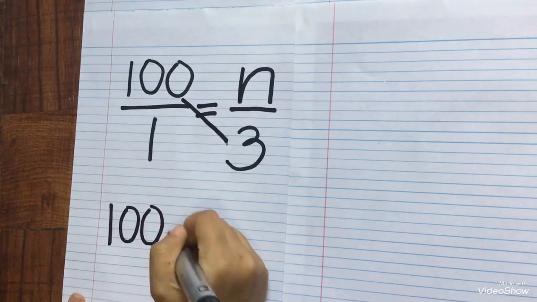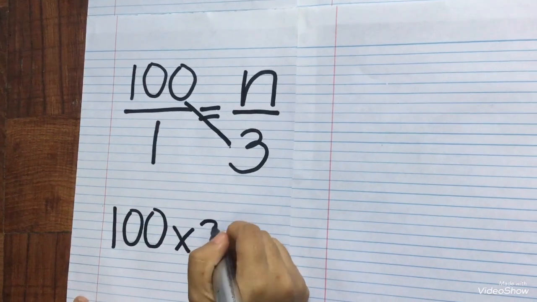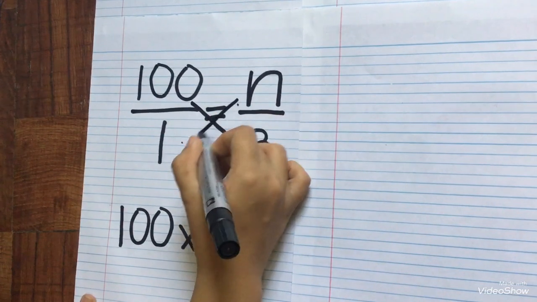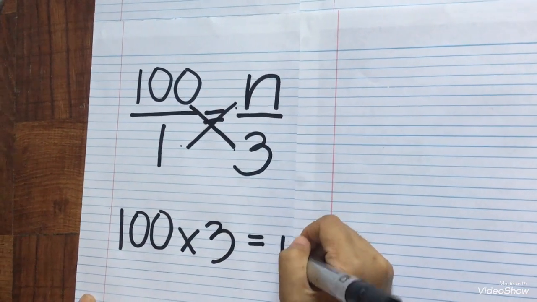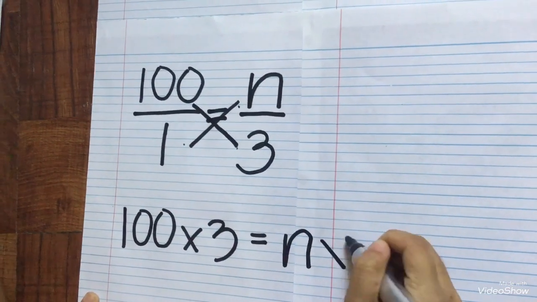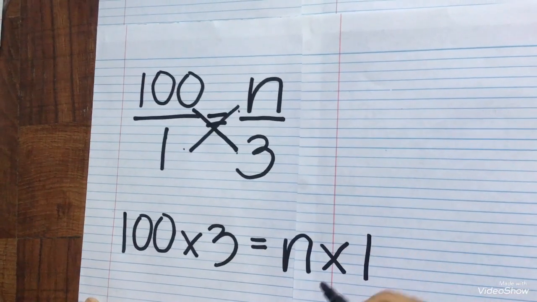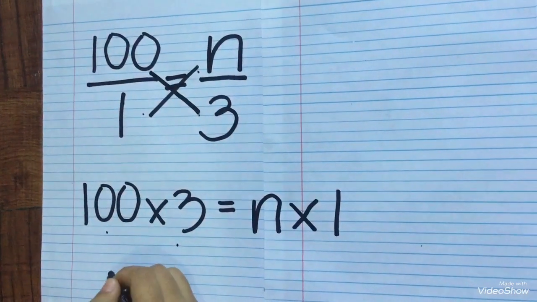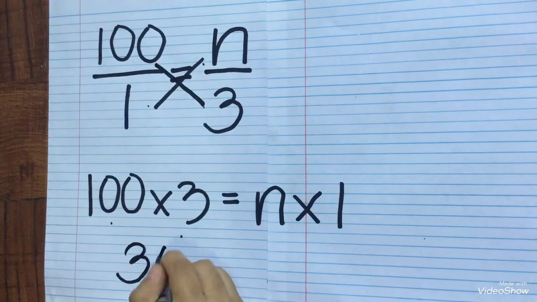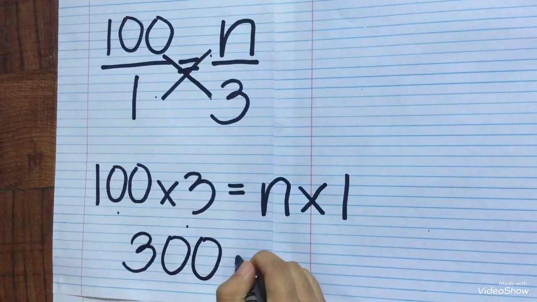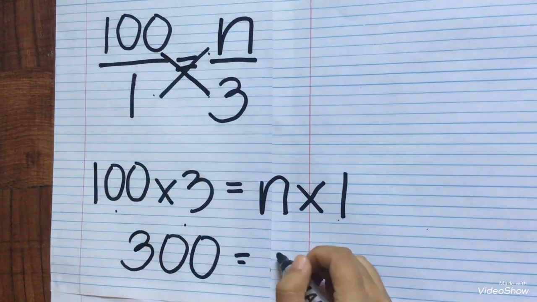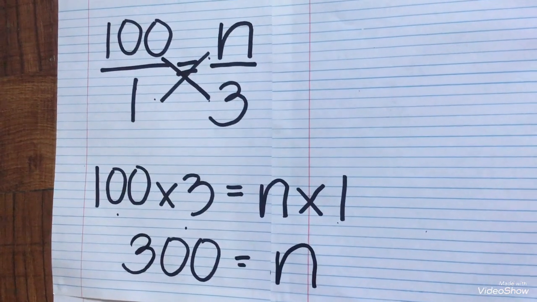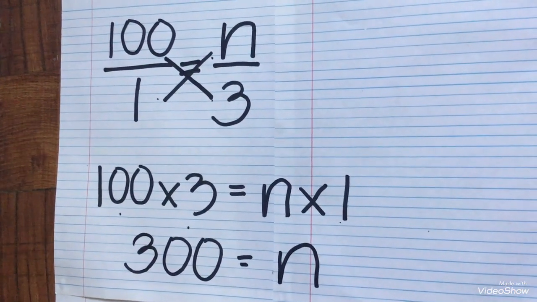100 times 3 is equal to N times 1. 100 times 3 is equal to 300. And N times 1 is N. Therefore, the car travels 300 kilometers in 3 hours.